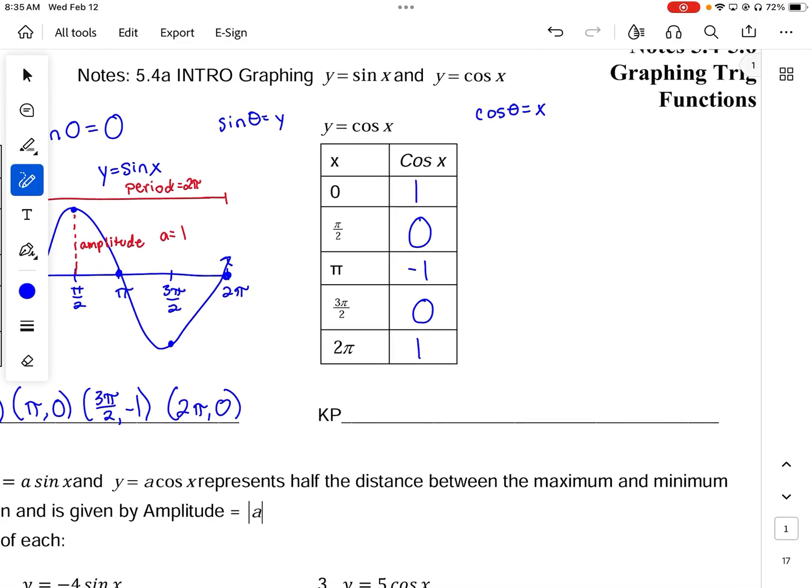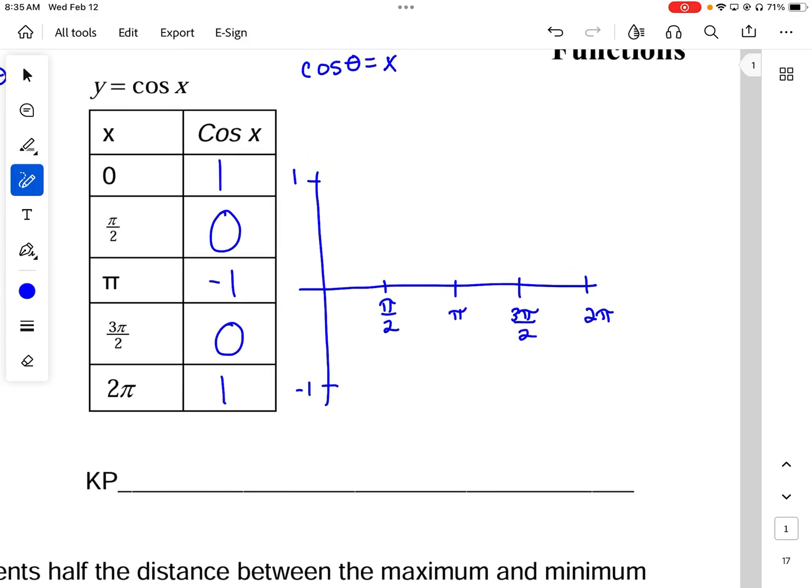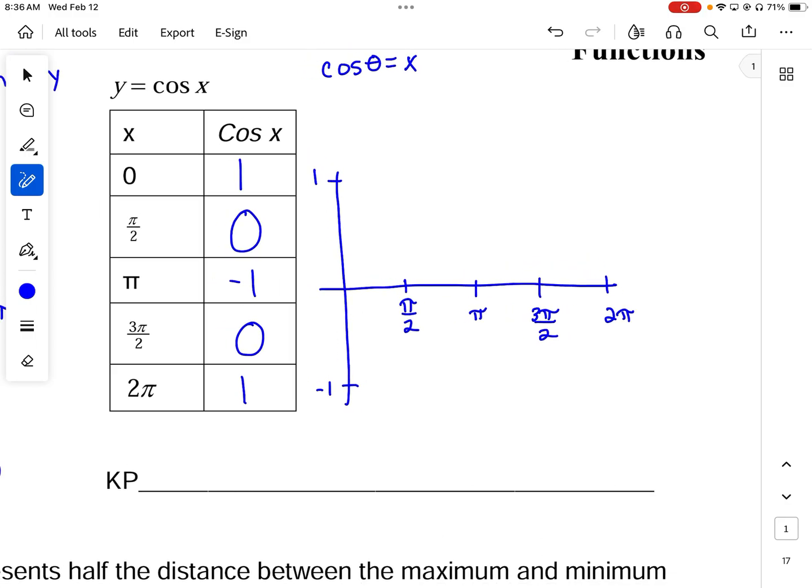All right, so this is also just in quadrant 1 and 4. So we're going to draw that. And the x values are the same, so pi over 2, pi, 3 pi over 2, and 2 pi. And then the y values range from -1 to 1.